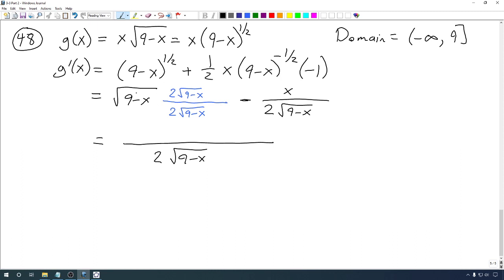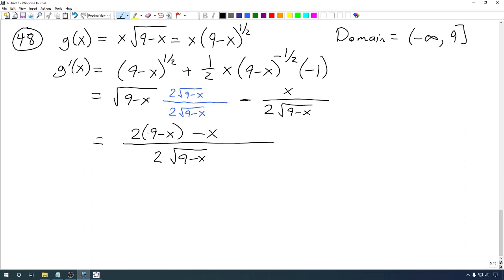Well, first things first, this square root actually combines with that square root. This is actually 2 times 9 minus x, without any square roots anymore. And here we just have a minus x. So already it looks a little bit nicer than what we already had.